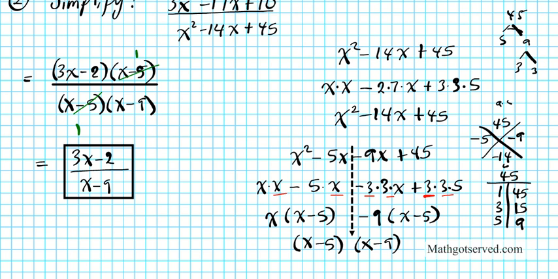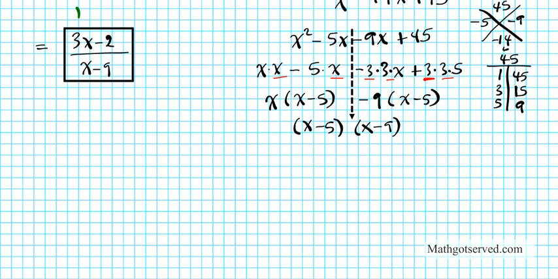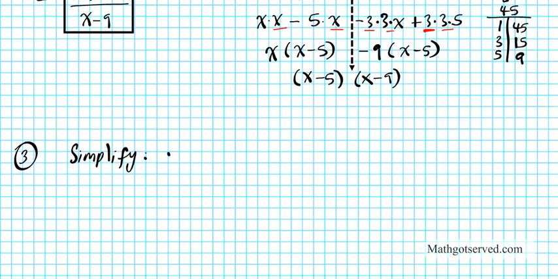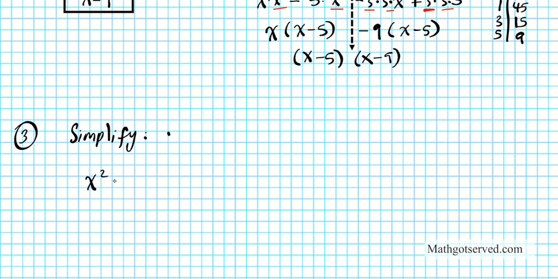Alright. Now let's move on to the last question, last but not the least, question number 3. So for number 3, we're going to simplify the expression x squared plus 4x plus 4 over 2x minus 6, times x squared minus x minus 6 over x squared minus 4.